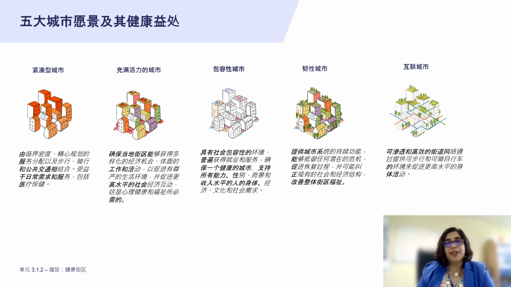Inclusivity is a key feature that supports health equity. Physically accessible and socially inclusive urban environment, universal accessibility to employment and services are one of the cornerstones of the healthy city that support physical, economic, cultural, and social needs of all people of all abilities, genders, background, and income levels.